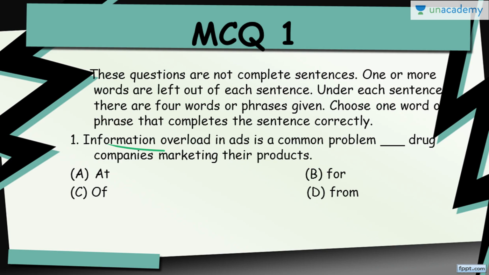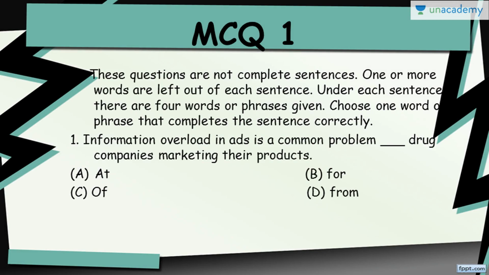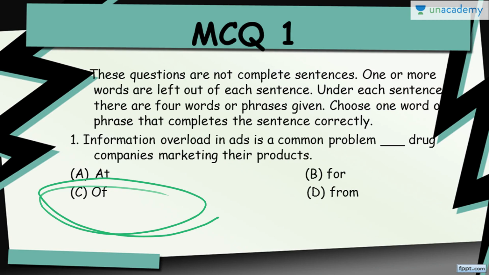The sentence says, information overload in ads is a common problem, dash, drug companies marketing their products. So the options are A, at, B, for, C, of, and D, from. You can think of the option, take your time, pause the video, and the correct answer to this question is C, of. Why of? Because information overload in ads is a common problem of drug companies marketing their products. So it's a common problem of these companies, and hence we've used this word of.